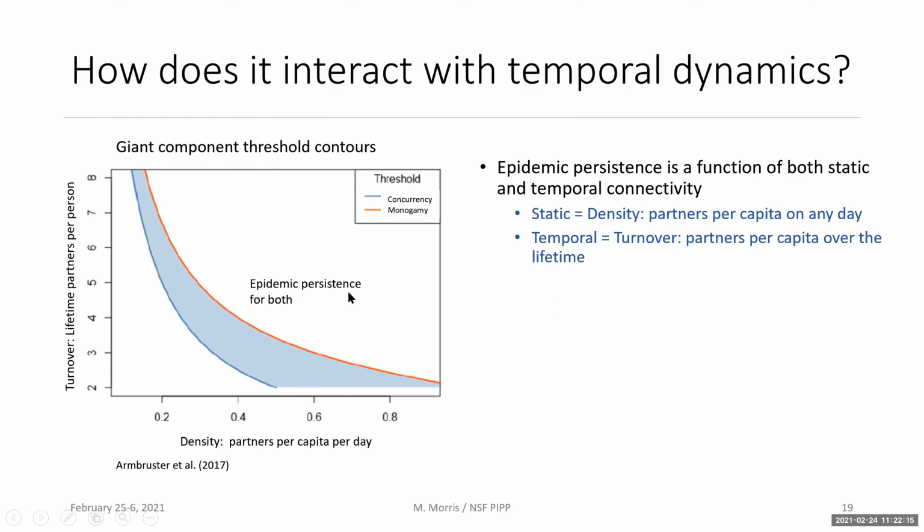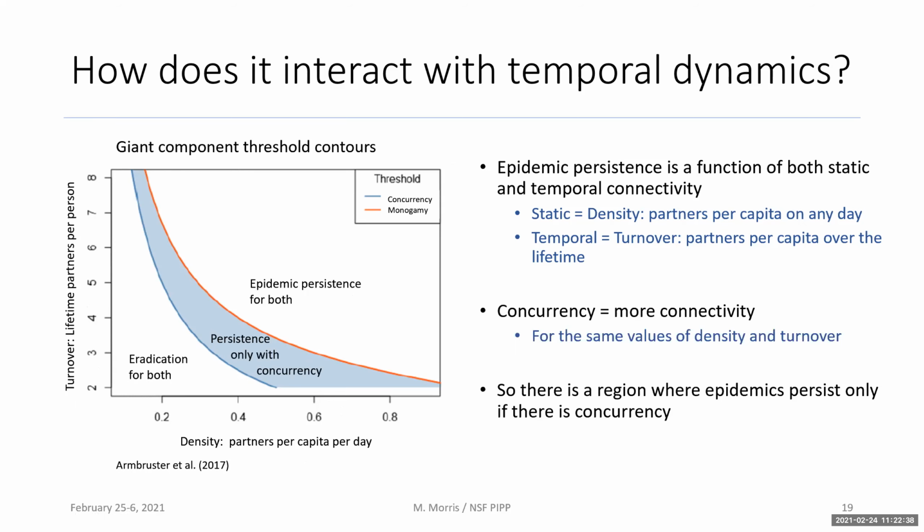there are some regions here where you're going to get epidemic persistence for both monogamy and concurrency. And that's because either the density is high enough or the turnover is high enough that the epidemic can persist. You also have some areas here where you're going to get eradication for both, where density and turnover are low enough. But then you have this really interesting area in between where you get persistence of the epidemic only with concurrency. So the threshold for the giant component for concurrency, for the same values of density and turnover, is much lower than it is for monogamy.